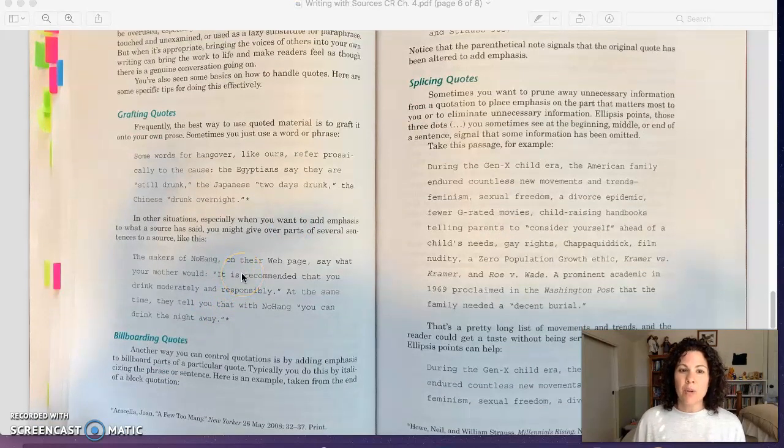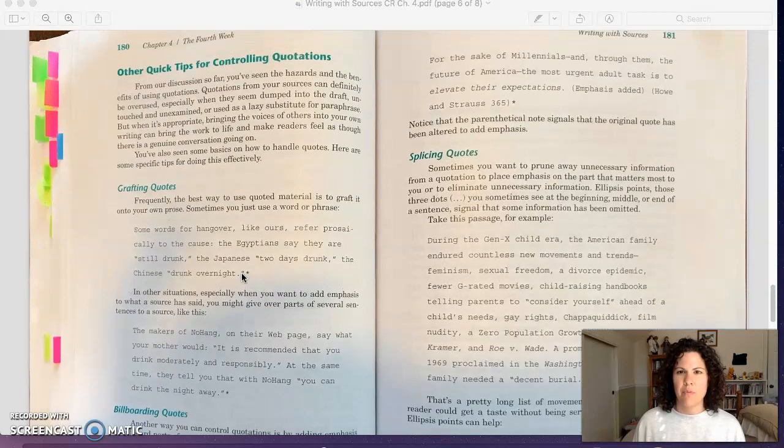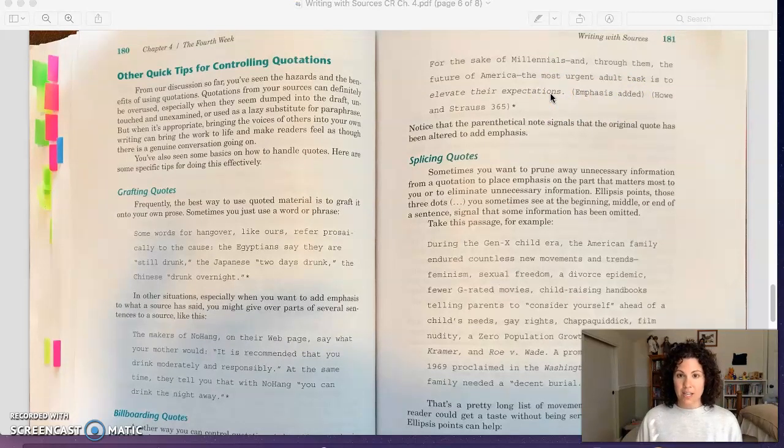You can also try the billboard quotations. Typically, you do this by italicizing a phrase or a sentence. So they have one here, right, where you add some emphasis with the italics to say, like, this is really important. This is what I need to say.